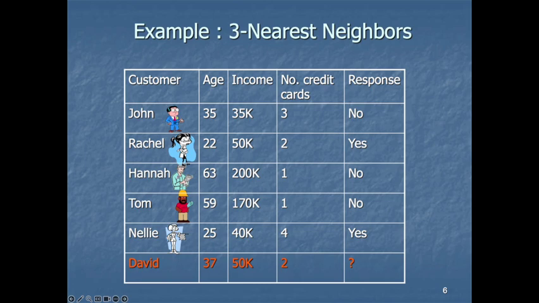Now, when we calculate the distance, we can use, for example, the Euclidean distance, right? Based on the formula of the Euclidean distance, the distance between John and David is like the square root of 35 minus 37 plus 35 minus 50 plus 3 minus 2, and this equals some number. And we continue the same procedure for calculating the distance of each of our training instances with respect to the instance that we want to predict the class label for. Let's say we calculate the distances here, and then we have some numbers.